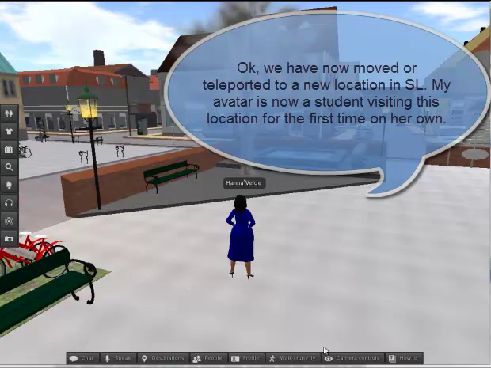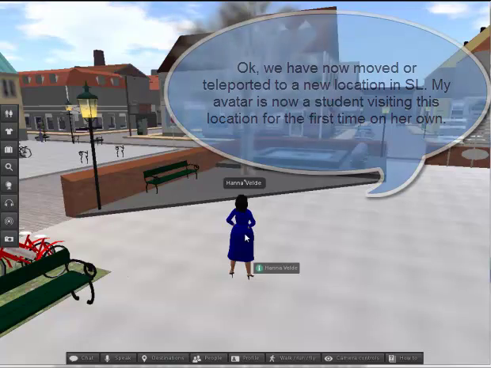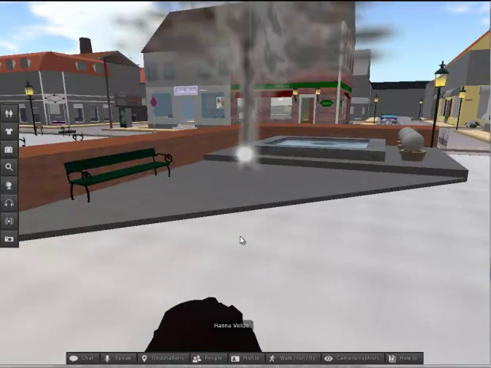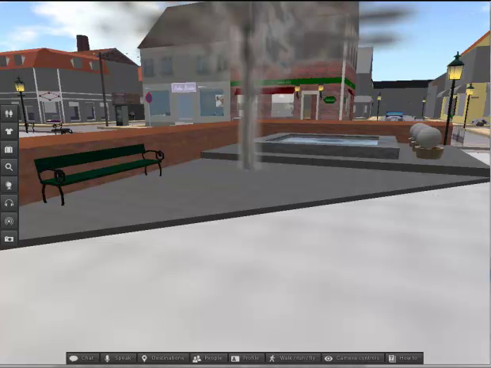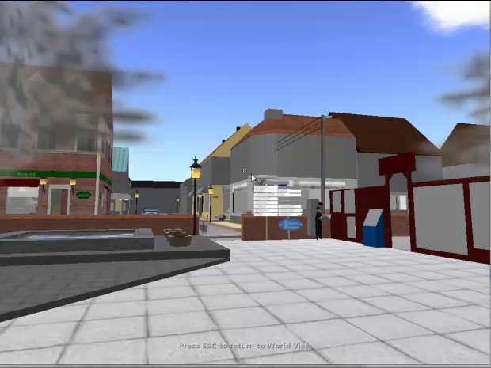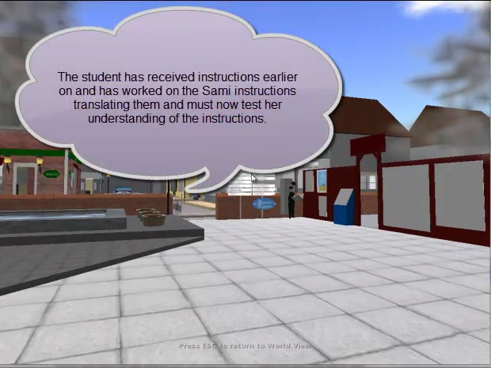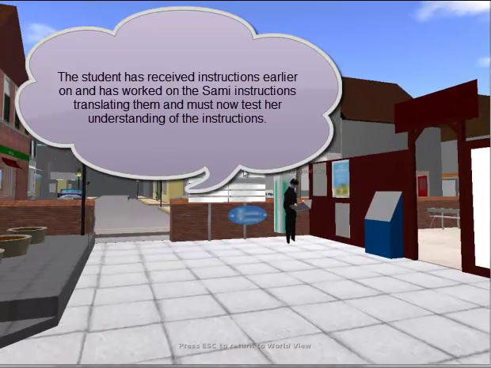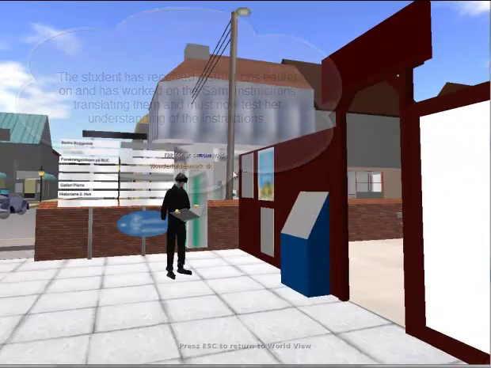Okay, we have now moved or teleported to a new location in Second Life. My avatar is now a student visiting this place for the first time on her own. The student has received instructions earlier on and has worked on the Sami instructions, translating them, and must now test her understanding of the instructions.